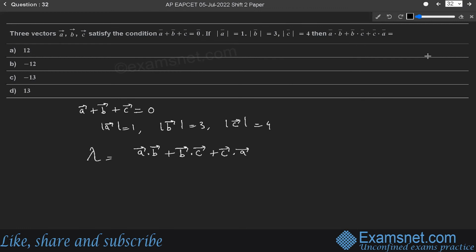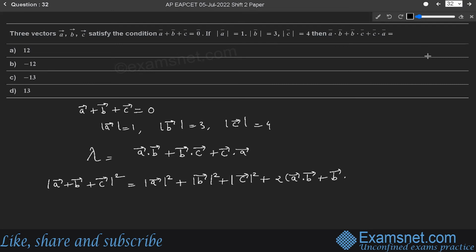Now, modulus of A vector plus B vector plus C vector whole square will be modulus of A square plus modulus of B square plus modulus of C square plus 2 into A vector dot product B vector plus B vector dot product C vector plus C vector dot product A vector.